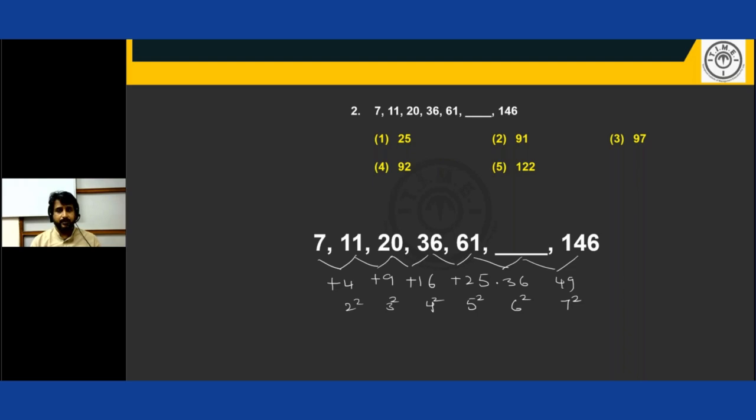Consecutive natural numbers. Now always and always remember that every question will follow our pattern: natural, odd, even, prime, composite. So 61 plus 36 is 97. 97 plus 49 is 146. Perfectly matching. So the missing number in the series is 97, right? Now move to the next question.